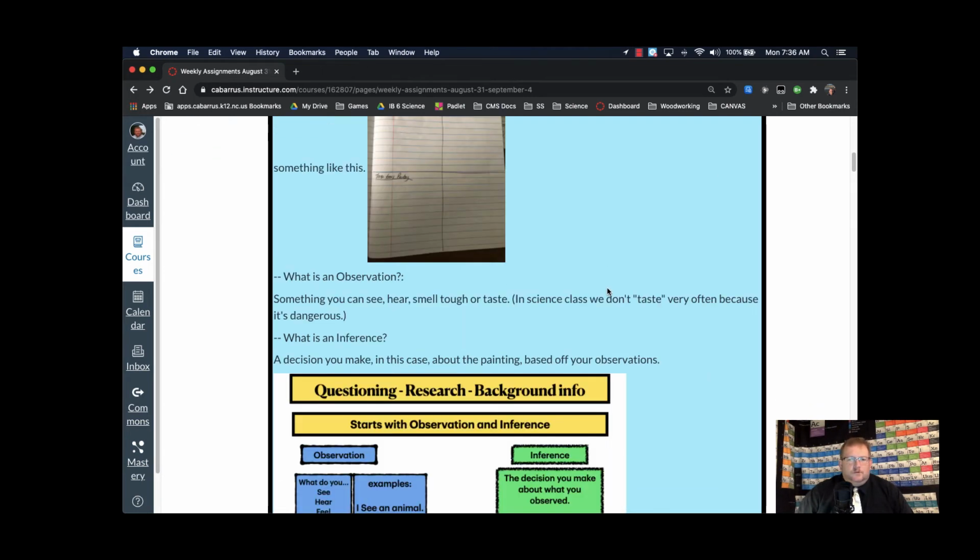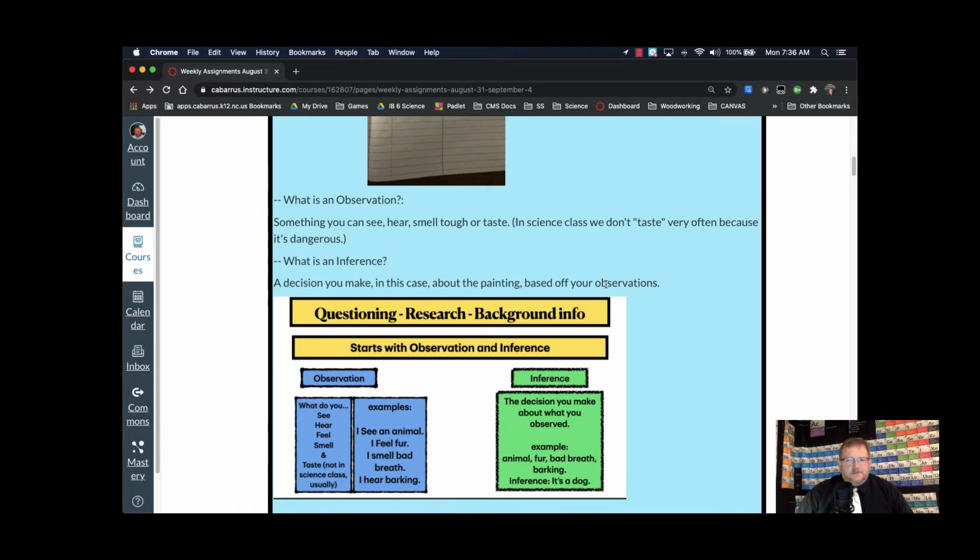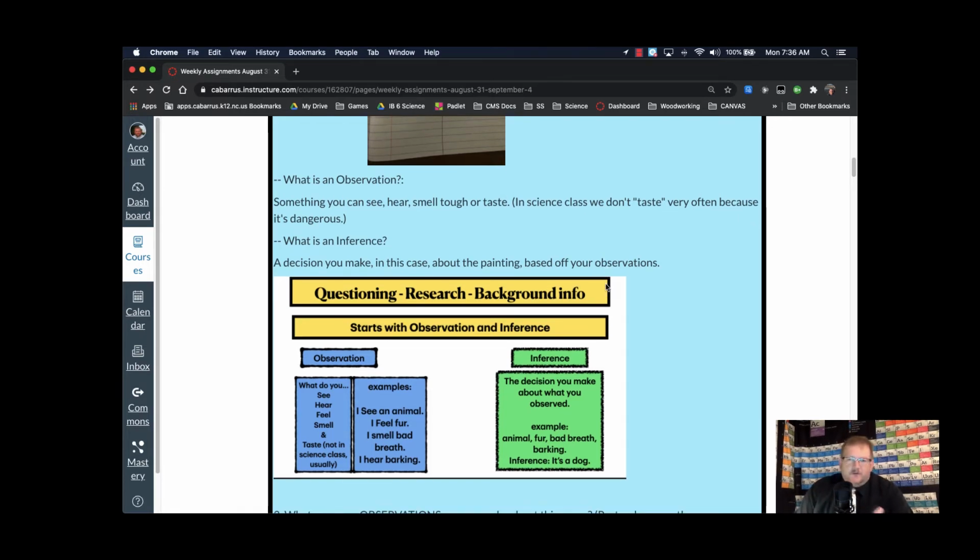So when we talk about observation and inference, a lot of times people confuse the two, especially when we're talking about it from a science perspective. Observation is only those things that you can use your senses for. You can see them, you can hear them, you can smell them, you can touch them, or you can taste them. Now, in science class, we don't taste things very often because there's a lot of dangerous things in science class, a lot of powders that are poisonous. So you can touch them, you just can't ingest them. So we don't taste things very often unless we're absolutely certain that it's something that we can taste. But in general, these are the 4 or 5 ways that we do observation.